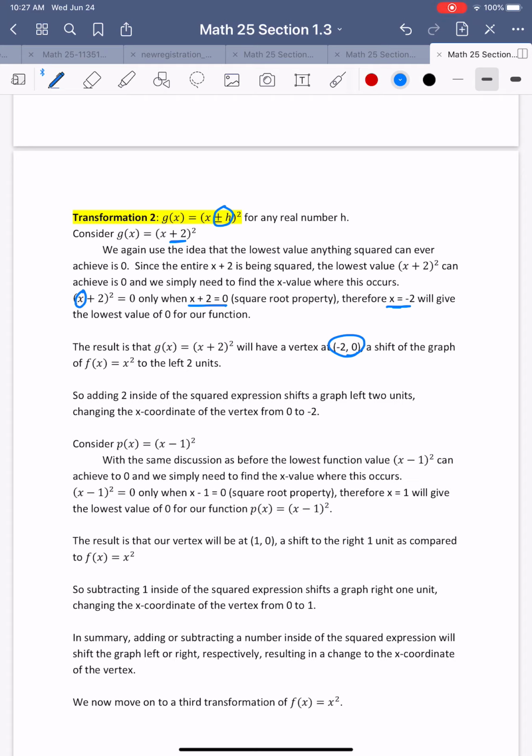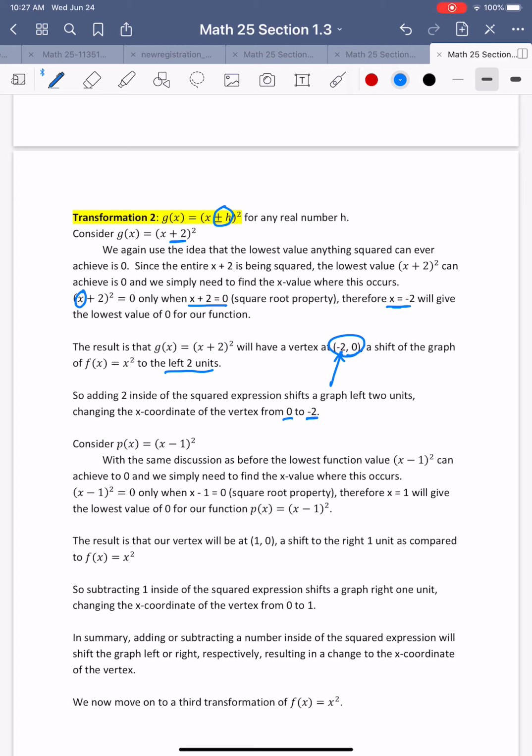A shifting of the graph of f of x equals x squared to the left 2 units this time. Even though it's a plus 2, it goes to the left. So adding the 2 inside of the square expression shifts the graph left 2 units, changing the x-coordinate of the vertex from 0 to negative 2. So the vertex becomes (negative 2, 0) here.